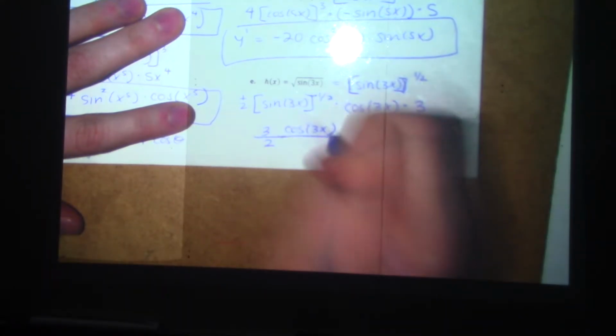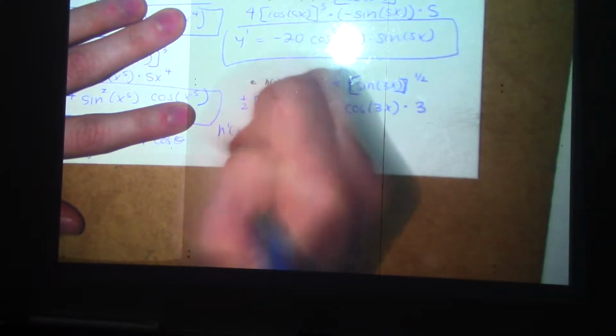This one is sine of 3x to the 1/2 power. Bring the 1/2 down. Now that sine of 3x is all to the negative 1/2 power. Still need to take derivative of the inside. Derivative of sine of 3x is just cosine of 3x, and then I have one more inside, so that would be times 3. So that is 3/2. I've still got the cosine of 3x on top, and I had negative 1/2, so that means on the bottom inside of a root of sine of 3x. And that is my h prime of x.